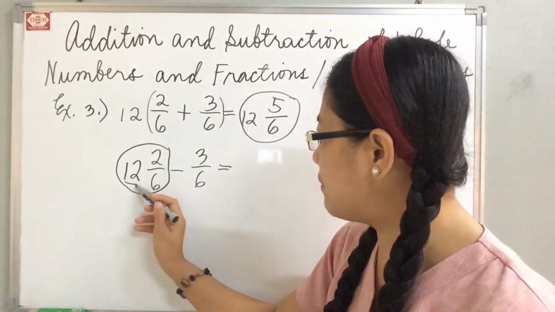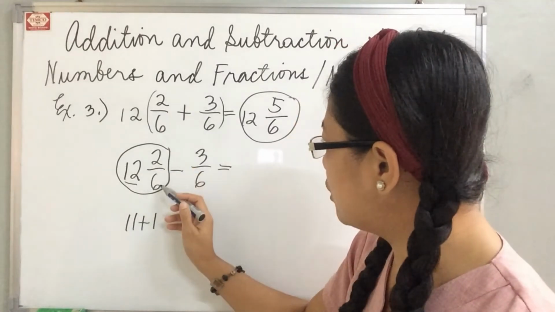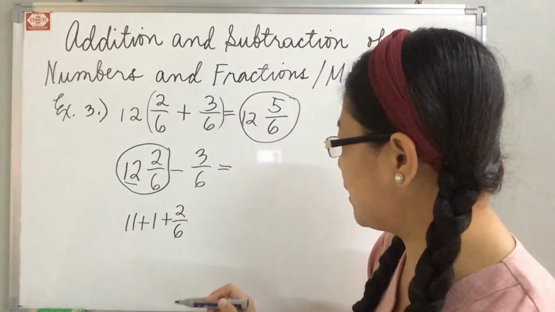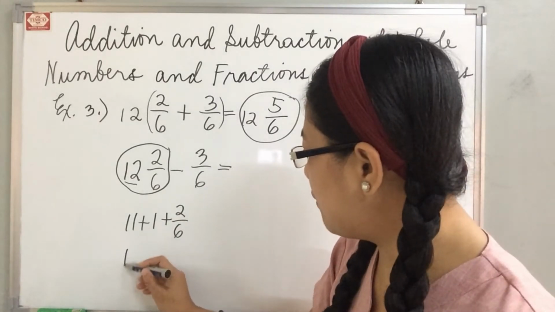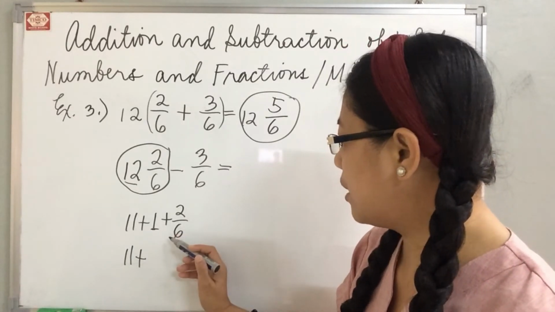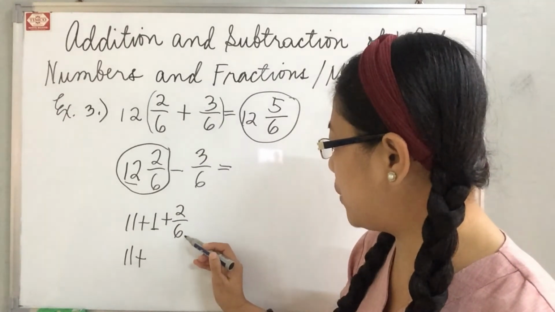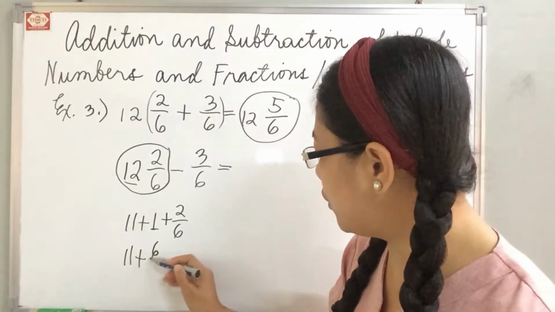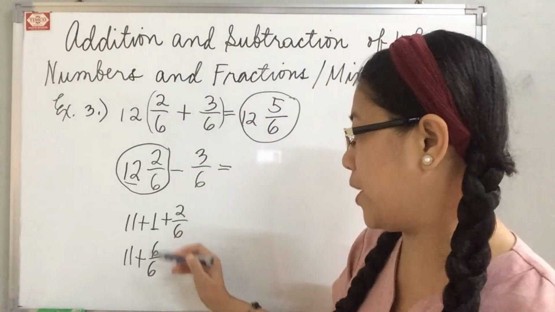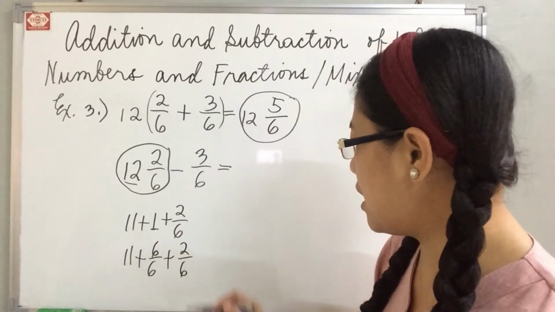Rename first 12 as 11 plus 1, and then let's add 2/6. So plus 2/6. Okay, bring down 11 plus, rename 1 as a fraction having the same denominator just like 2/6. So we have 6 over 6. 6 over 6 is equivalent to 1, right? And then bring down plus 2/6 here.